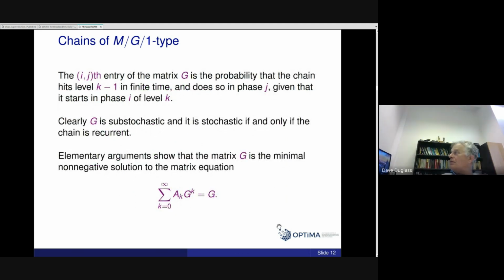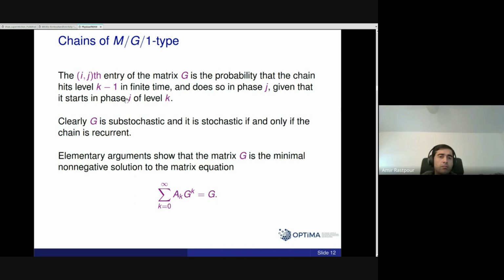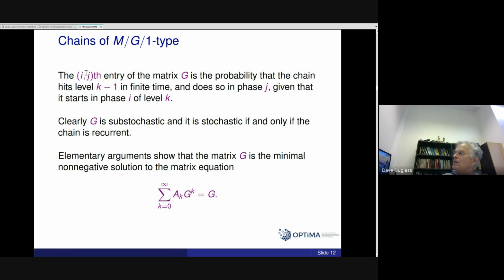So this matrix G has also got a physical interpretation. In fact, it's a little bit nicer than the physical interpretation of the matrix R, because G is a matrix of probabilities. And it turns out that the ijth entry of the matrix G is the probability that the chain hits level K minus 1 in finite time, and does so in phase J, given that it starts in phase I of level K. So G is about the transition of the phases at hitting times at successively lower levels.